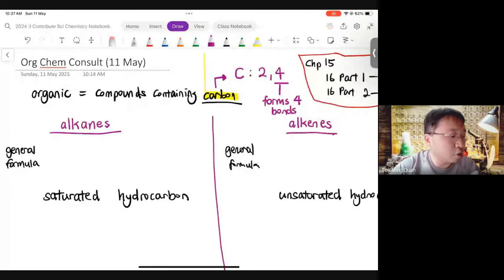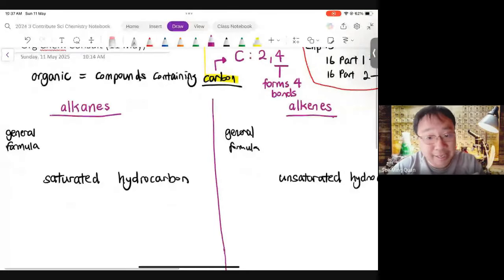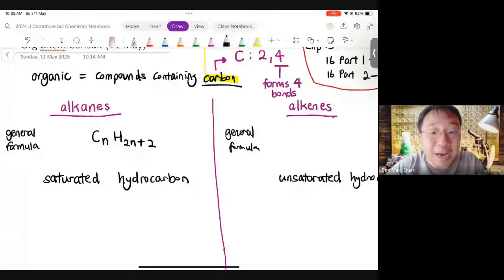So let's begin. The first thing you need to memorize for alkanes is its general formula. Every single homologous series has its own general formula, and the general formula includes n. For example, alkane is CnH2n+2. What is the meaning of n in the general formula? It is the number of carbon atoms. Hence, if I know the number of carbon atoms in that particular alkane, I just substitute that number as n, and I will get its formula straight away. So alkane is CnH2n+2.